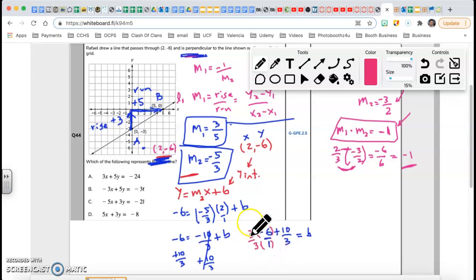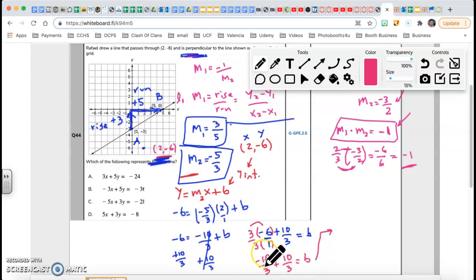So let's multiply that. 3 times negative 6 is negative 18. 3 times 1 is 3. Bring down the 10 over 3. Look at that. I have the same denominator. Now I can add or subtract the top. So let's keep going to the right. So let me make an arrow here.